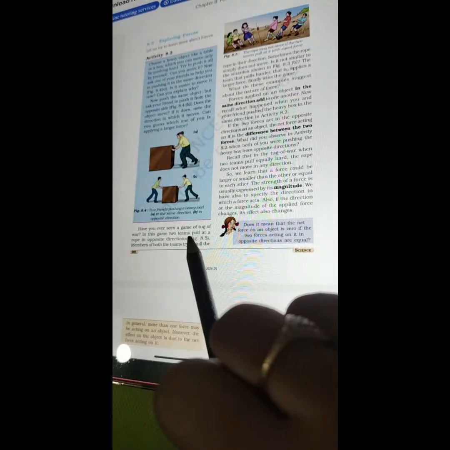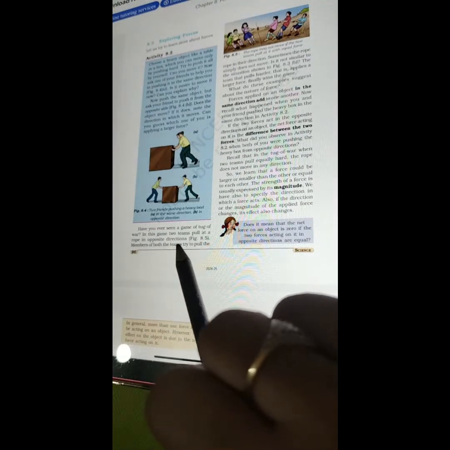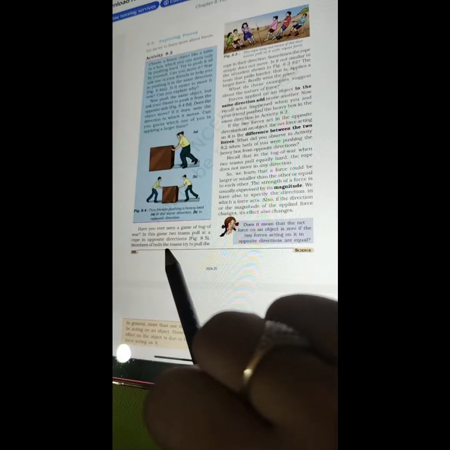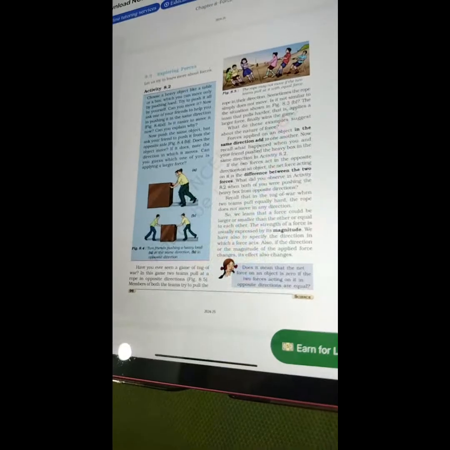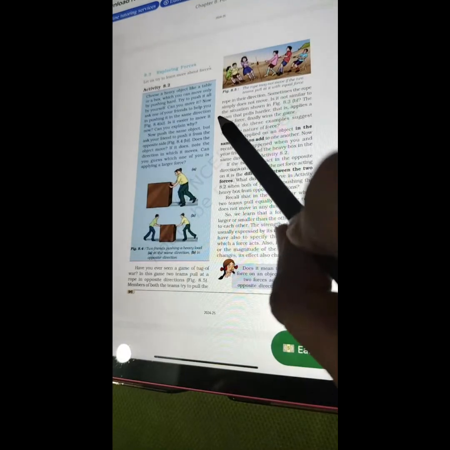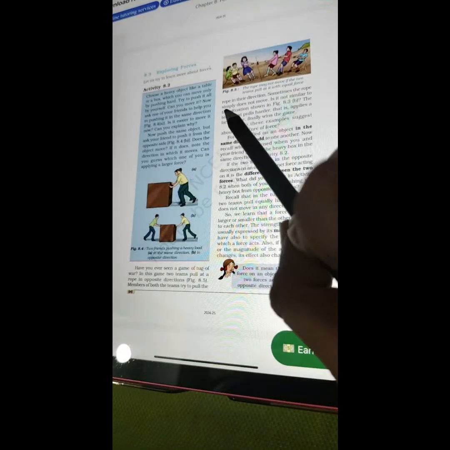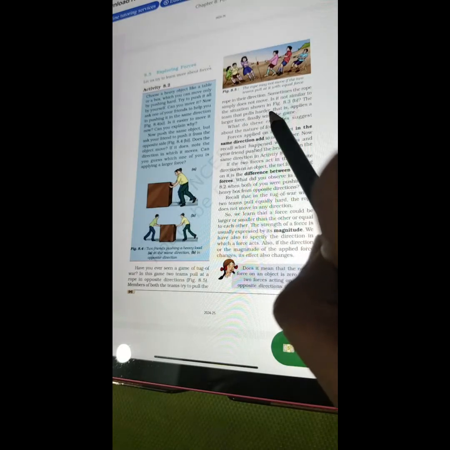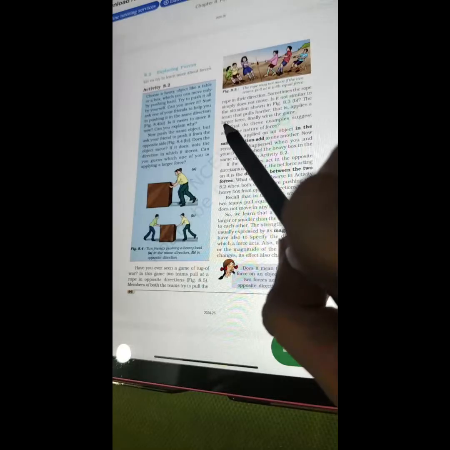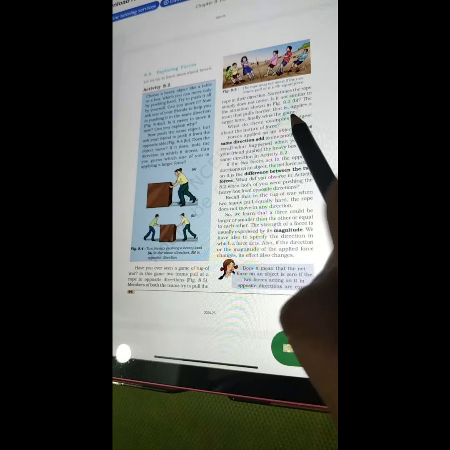Have you ever seen a game of tug of war? In this game, two teams pull at a rope in opposite directions. Figure 8.5: Members of both the teams try to pull the rope in their direction. Sometimes the rope simply does not move. Is it not similar to the situation shown in figure 8.3b? The team that pulls harder, that is, applies a larger force, finally wins the game.